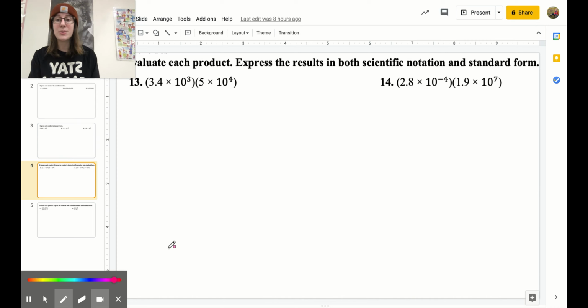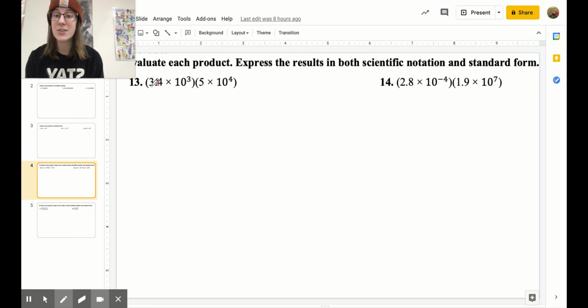The next thing you're going to do is when you are evaluating products. So that's when you're multiplying. What you're going to do here is take your 3.4 and your 5, so your regular numbers, and multiply them first. You are more than welcome to use a calculator. I'm going to do that right now. And that is 17. Now, think back to our work on exponents. When you're multiplying them, you add up your exponents. So now you have 17 times 10 to the power 3 plus 4, which gets us to 7.